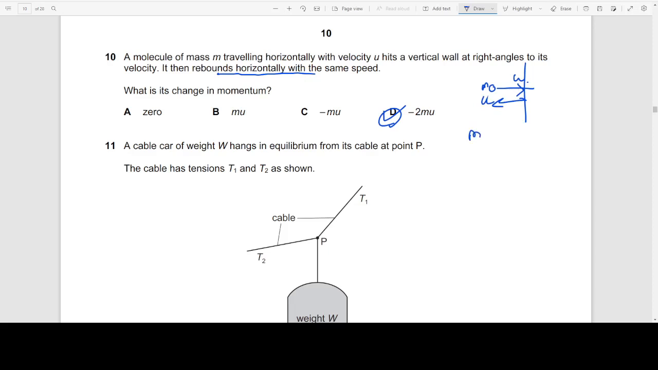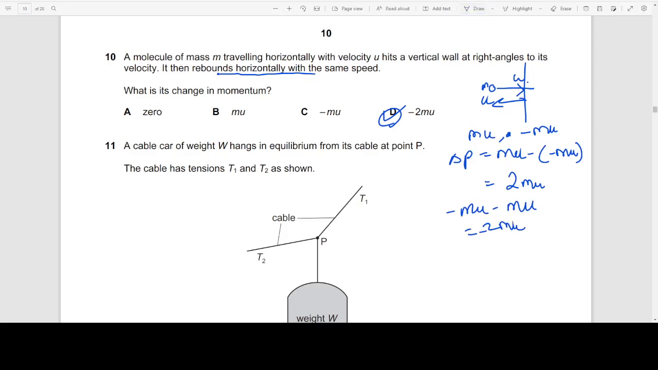So if you consider the directions, then we have the momentum before collision as mu, and after the collision the momentum was minus mu. So the change in momentum is going to be mu minus (minus mu), which is 2mu. Actually, it's final minus initial, so it's going to be minus 2mu. Alright, that's why the answer is going to be D.